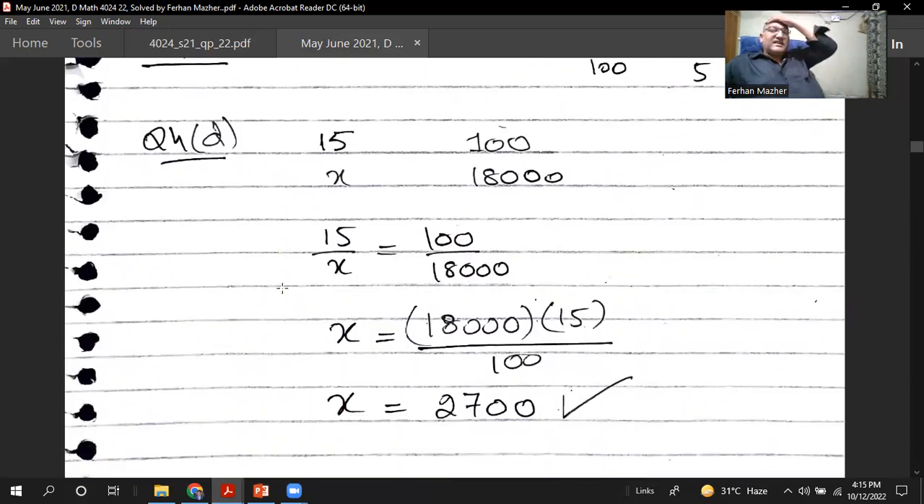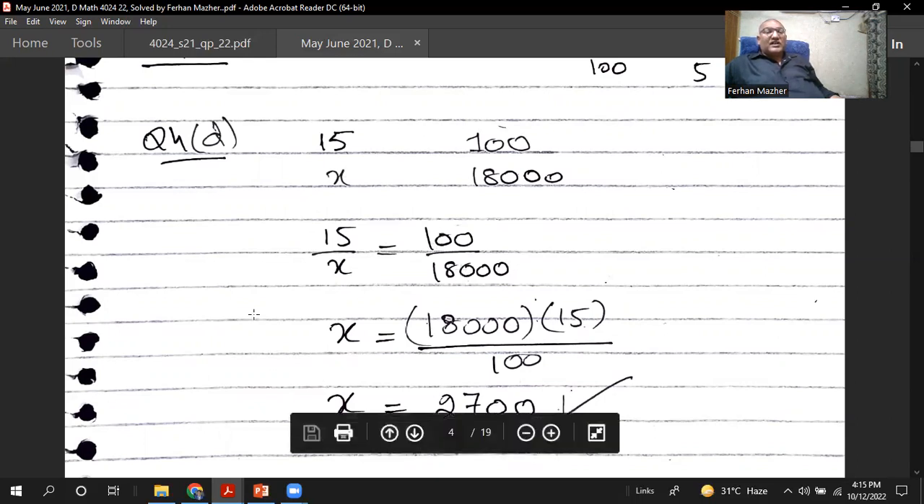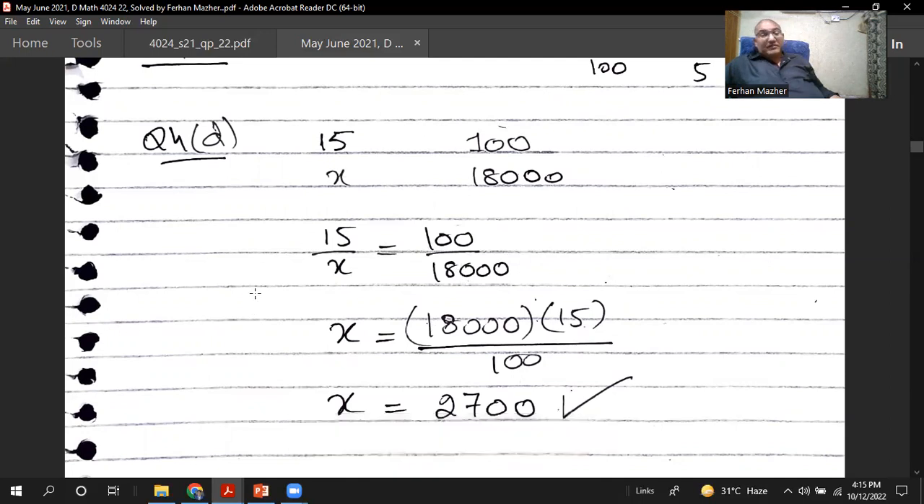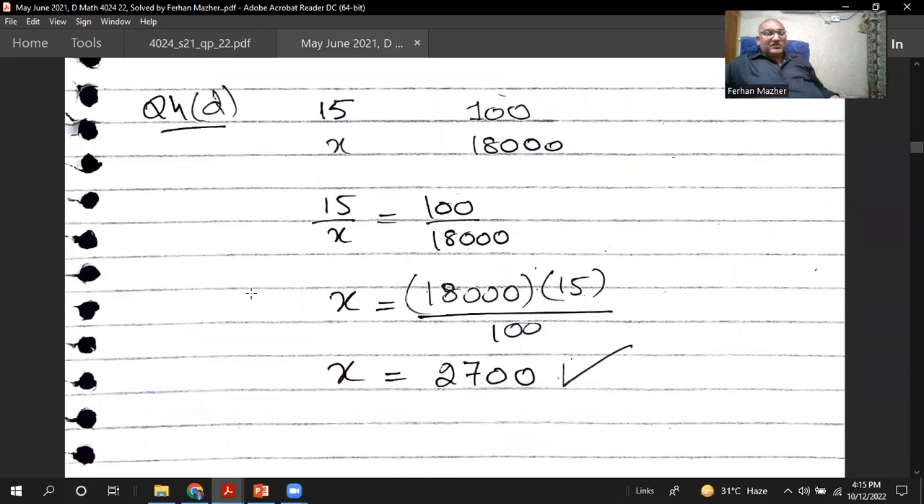So when the total is 100, the people who got 5 emails exactly, they are 15. So if the total is 18,000, how many people will receive 5 emails? So that will be 15 by x equals to 100 by 18,000. So cross multiply, x will be equals to 18,000 multiply 15 divided by 100. And x will be equals to 2700.